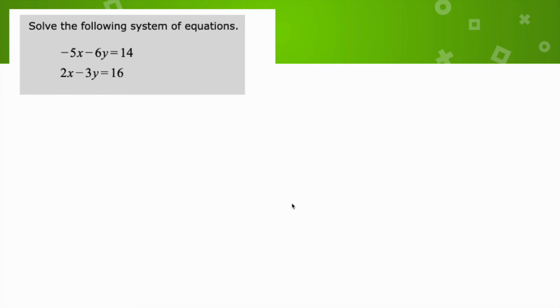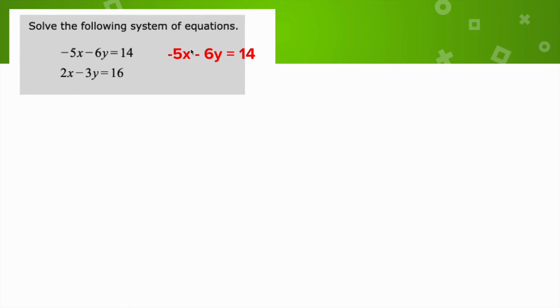All right, let's go ahead and do one more of these. So negative 5x minus 6y equals 14. 2x minus 3y equals 16. So with this one, neither one of them match. 5 and 2 don't match, 6 and 3 don't match, but I can easily turn 3 into 6 using multiplication. So in this case, I'm choosing elimination, but I have to use multiplication before I can get there. So it's elimination with multiplication.